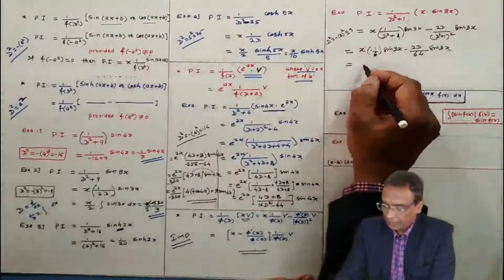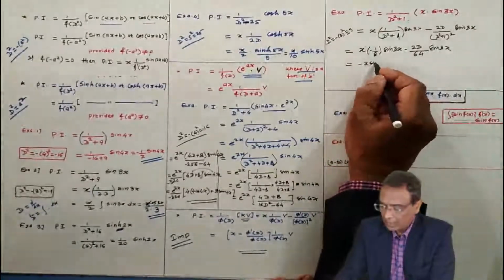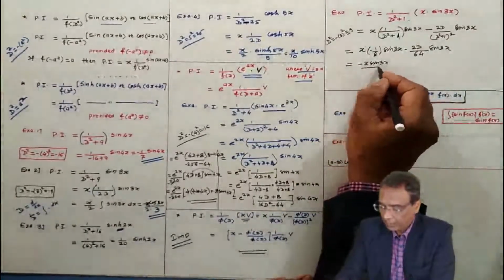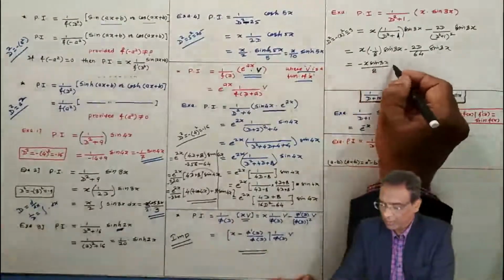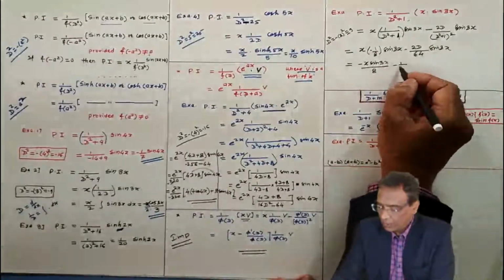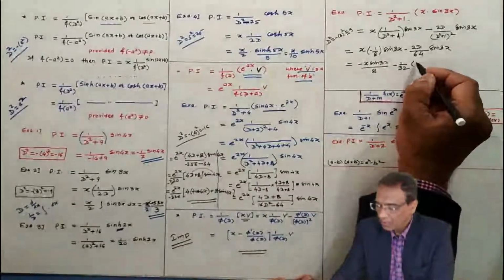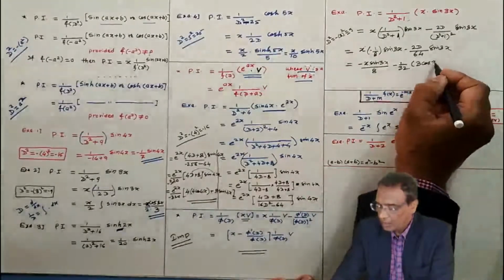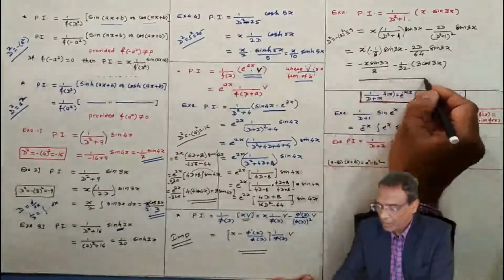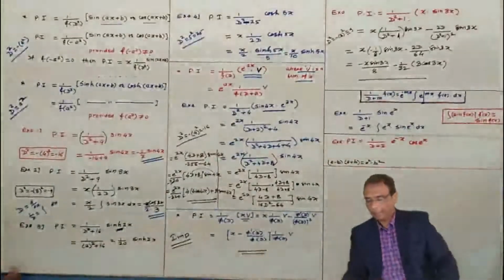Okay, now here minus x sin 3x by 8, same term I have written. 2 by 64 is 1 by 32, and derivative of sin 3x is what? 3 cos 3x. Okay, this is the particular integral, right?